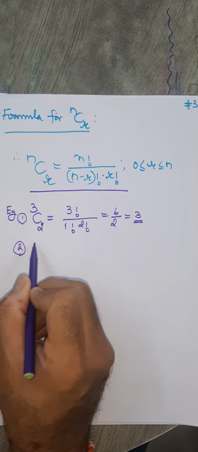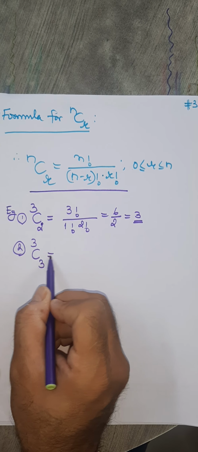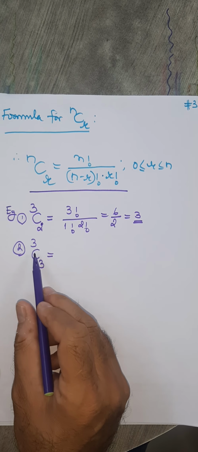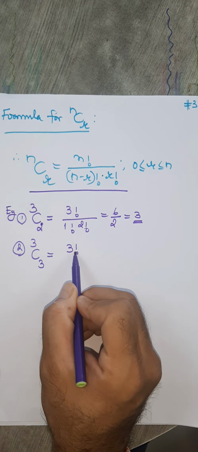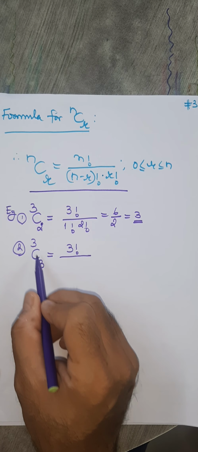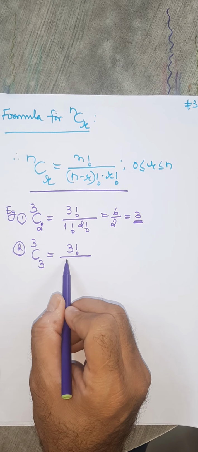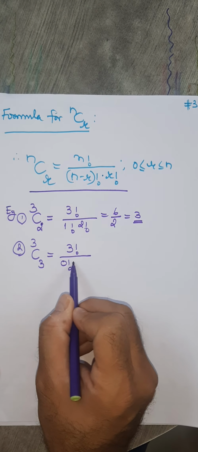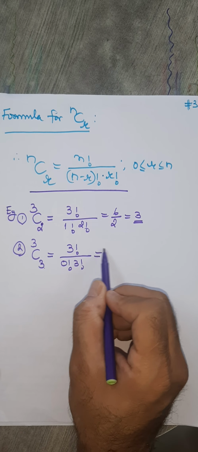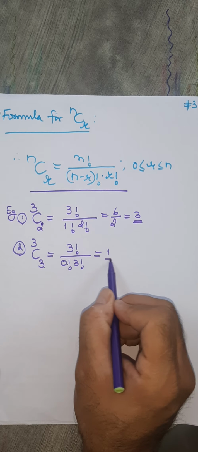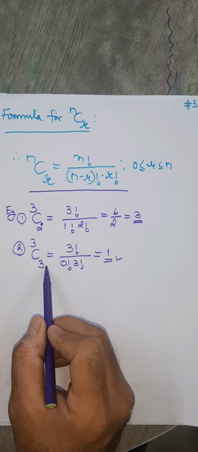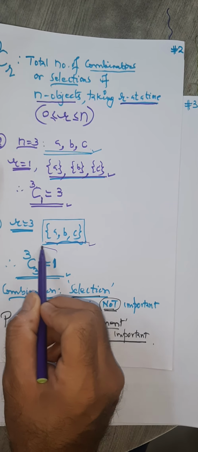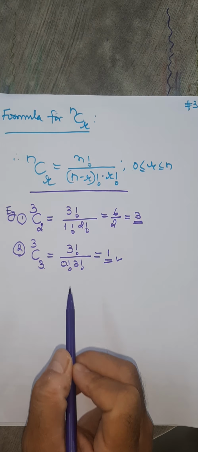Okay, next, suppose let's write 3C3. What's 3C3? You know it is 1. Total number of combinations of 3 objects taking all at a time, you know that can be done in just one way. 3 minus 3, 0 factorial, and r, that's 3 factorial, and this 0 factorial is 1. Both will get cancelled. So only one selection can be made out of 3 objects taking all at a time. That's what we have noted here, right? You could find just one selection, remember.